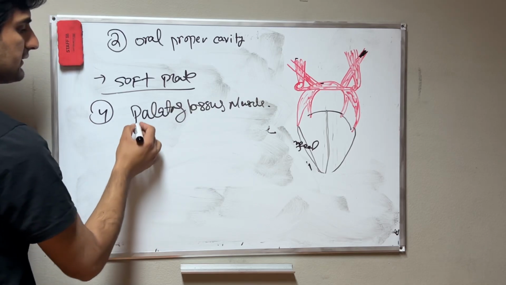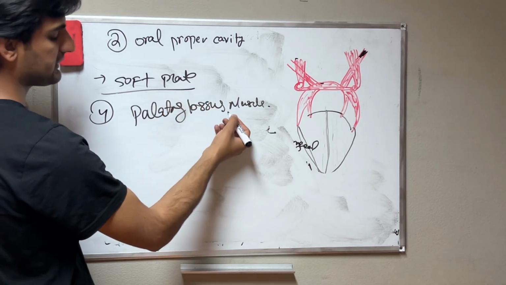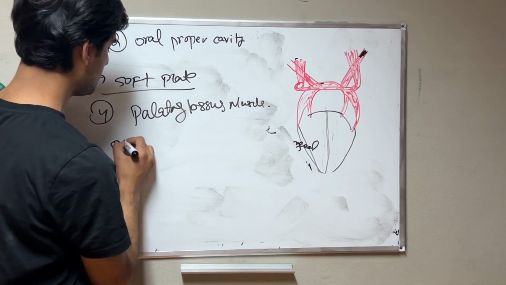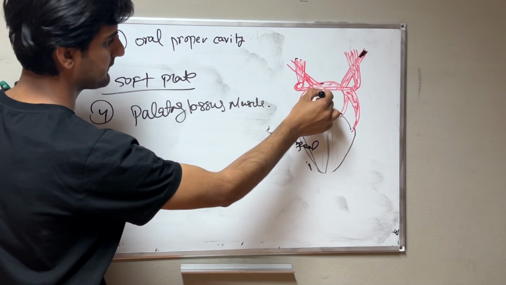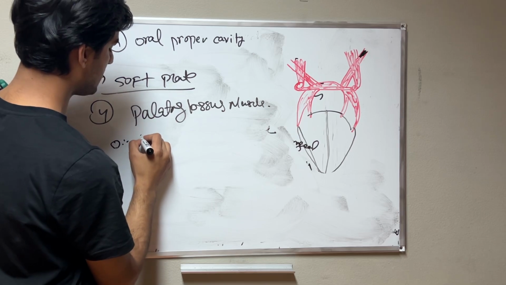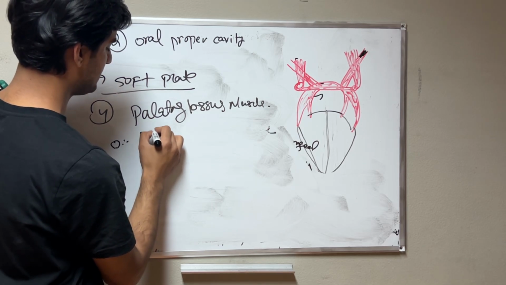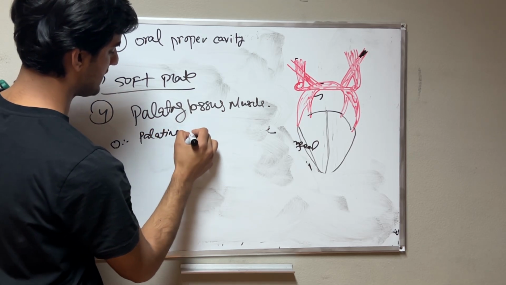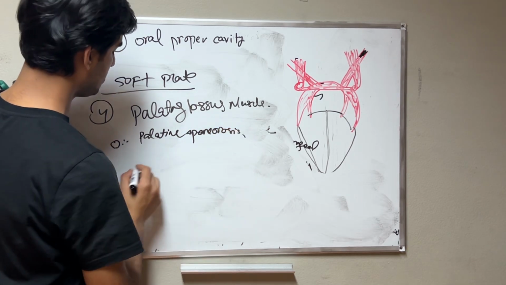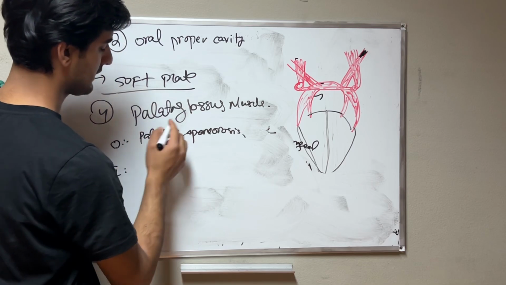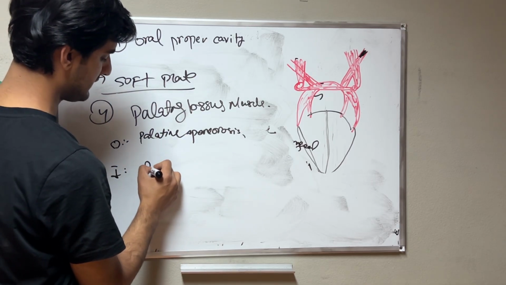Palatoglossus muscle: palatine means palatine and glossus means tongue. This is the palatoglossus muscle. It originates from the palatine aponeurosis and inserts into the root of the tongue, where glossus means tongue.